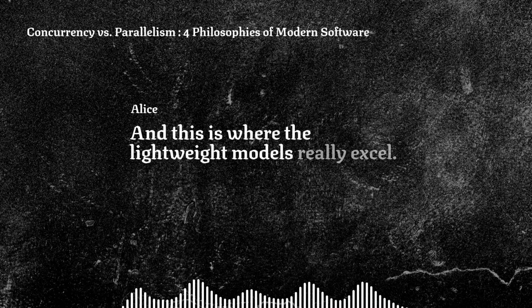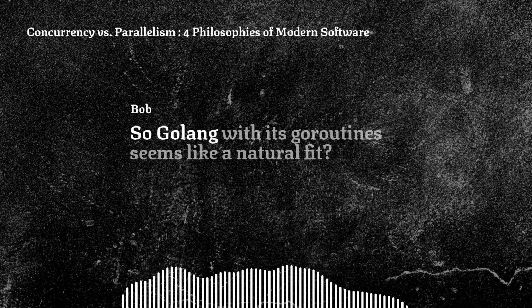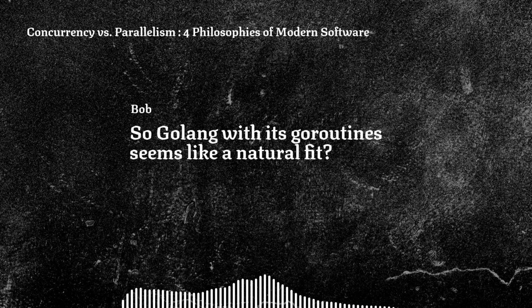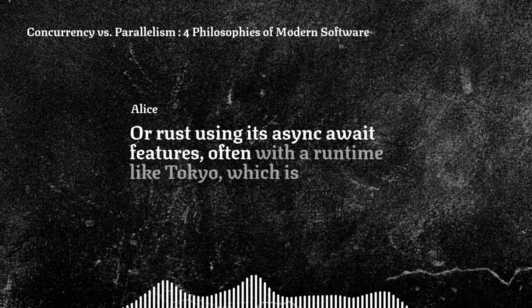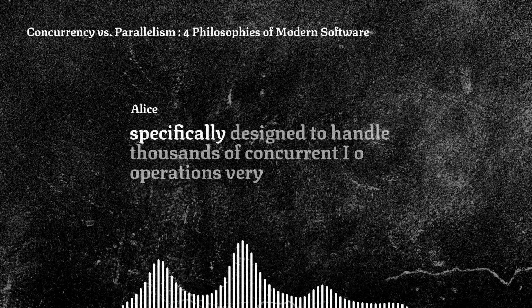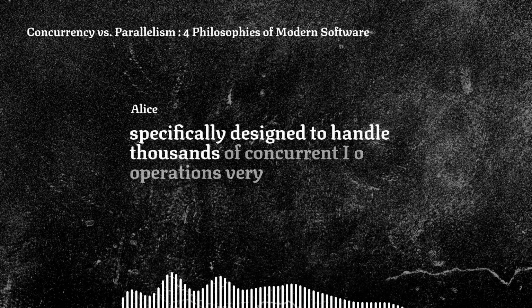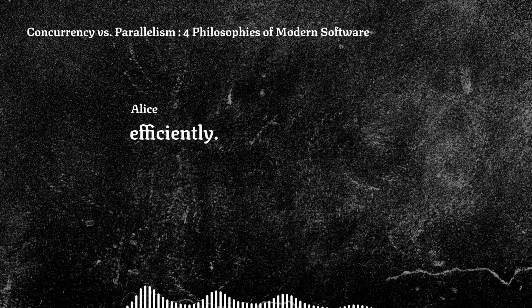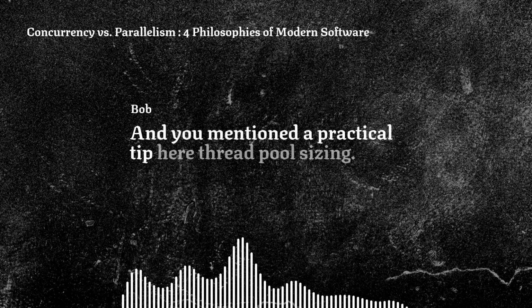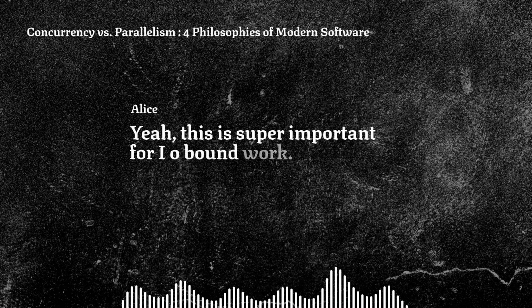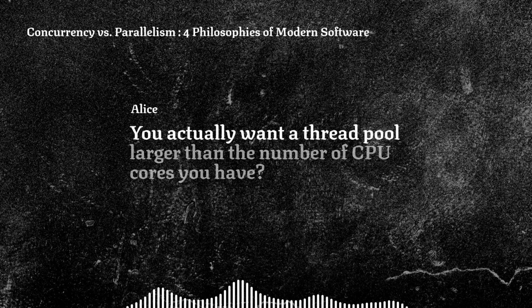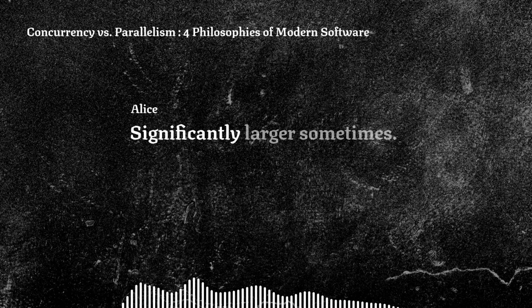And this is where the lightweight models really excel. So Golang, with its goroutines, seems like a natural fit. Absolutely. Or Rust using its async/await features, often with a runtime like Tokio, which is specifically designed to handle thousands of concurrent I/O operations very efficiently. And you mentioned a practical tip here, thread pool sizing. Yeah, this is super important for I/O-bound work. You actually want a thread pool larger than the number of CPU cores you have, significantly larger sometimes.